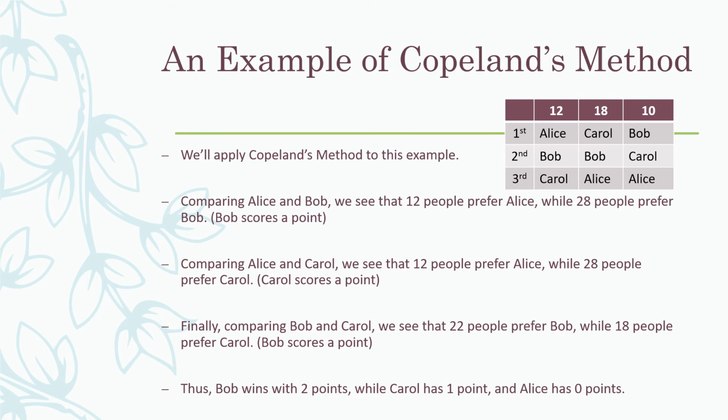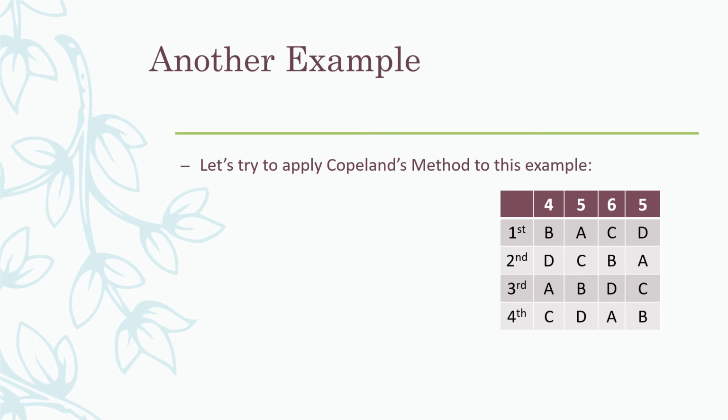Pretty straightforward. Let's pick a slightly more complicated example and apply Copeland's method. Well, we have to compare A versus B, A versus C, A versus D, and then B versus C, B versus D, and finally C versus D.